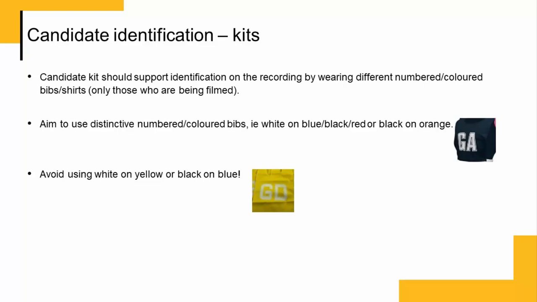Candidate kit should support identification on the recording by wearing different numbered coloured bibs and shirts. It is only necessary for those who are being filmed to wear some form of separate identification. Aim to use distinctive numbered coloured bibs, i.e. white on blue, black, red, or black on orange as seen in the image on the screen. Avoid using white on yellow or black on blue, again as seen in the image on the screen.